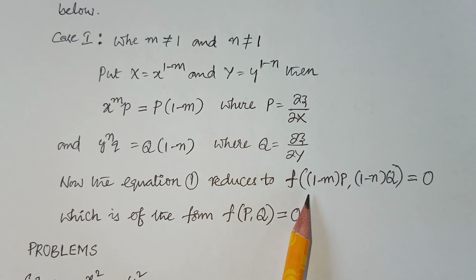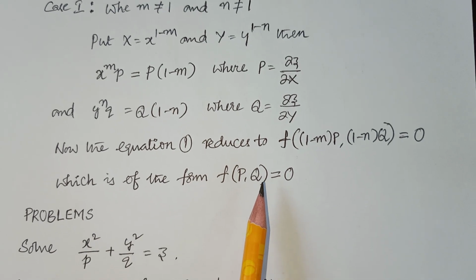It reduces to the form f of (1 minus m) into capital P, (1 minus n) into capital Q. Since 1 minus m and 1 minus n are constants, this is of the form f of p comma q. You can remember this is standard form 1. We know how to solve standard form 1; the only difference is that it is capital P and capital Q, but the procedure is the same. Now let us take a look at the problems.